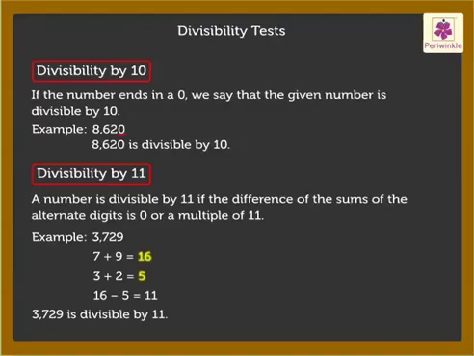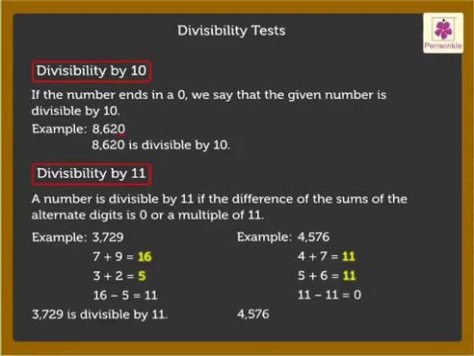Let us take one more example. Number 4,576. We add the digits 4 plus 7 to get 11. And 5 plus 6 gives 11. Here, the difference between the two sums is 0. Hence, the number 4,576 is divisible by 11.